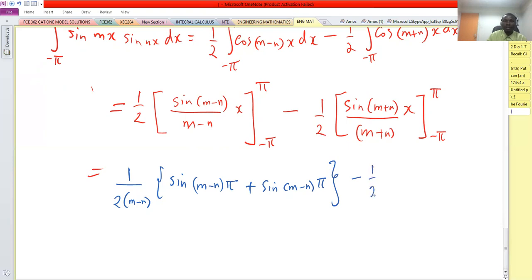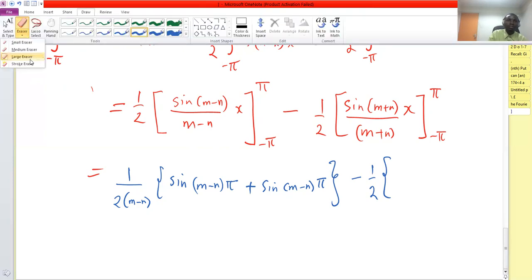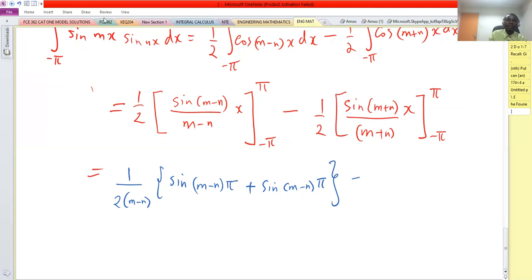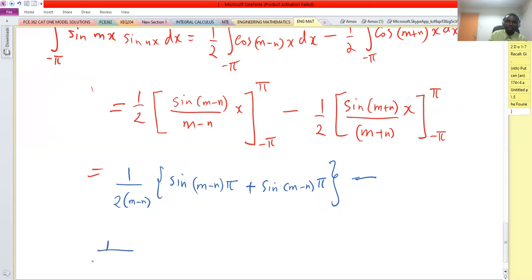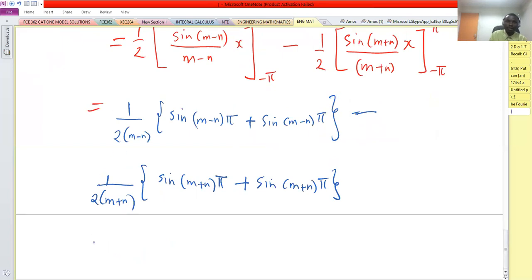Similarly, I'll have minus a half into, and then I have 1 over 2(m plus n) sine (m plus n) pi, lower limit minus minus, so minus becomes plus sine (m plus n) pi. So this will be two of them, so just have 1 over m minus n.